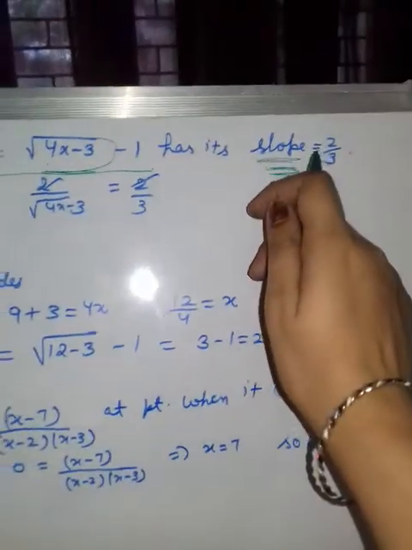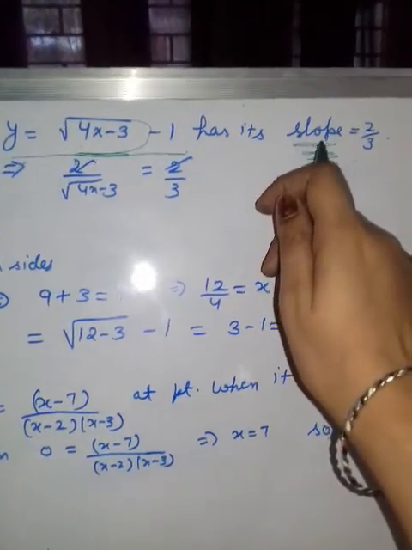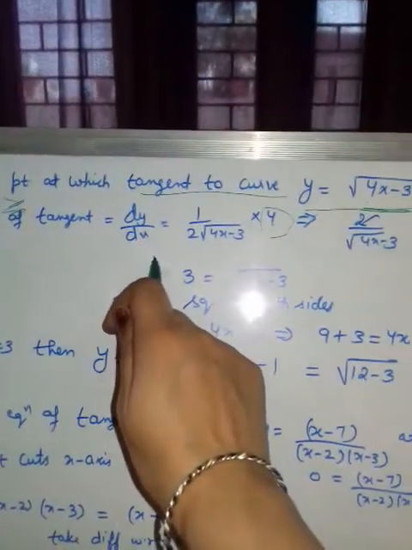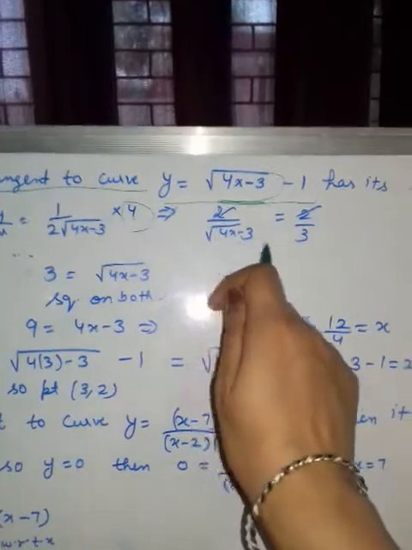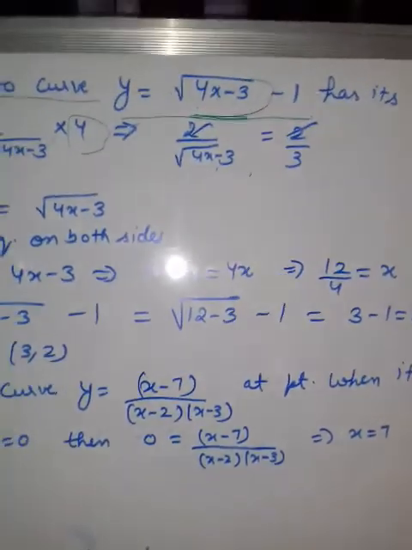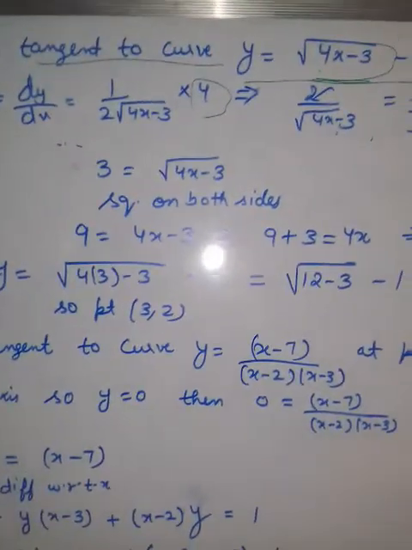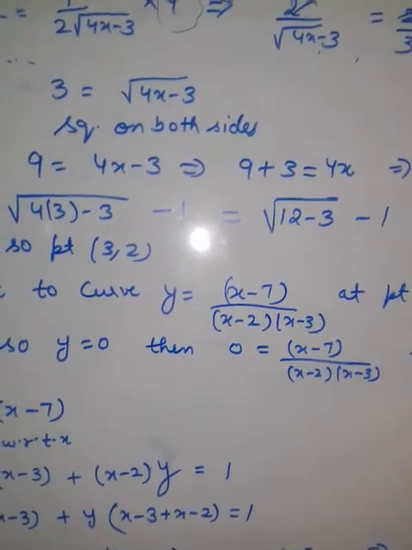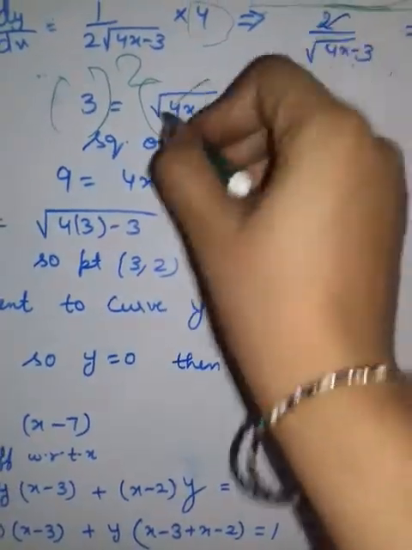And slope means the tangent of the curve. Slope is also given, and you have also found it from the curve. So both will be equal because both are working as a slope. After that I have done squaring on both sides. 9 is equal to 4x minus 3. The square root will be removed from here and it will become a square.